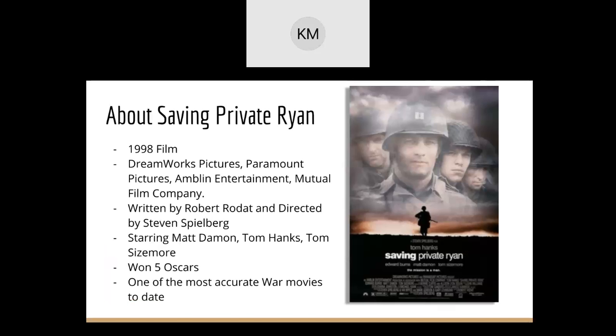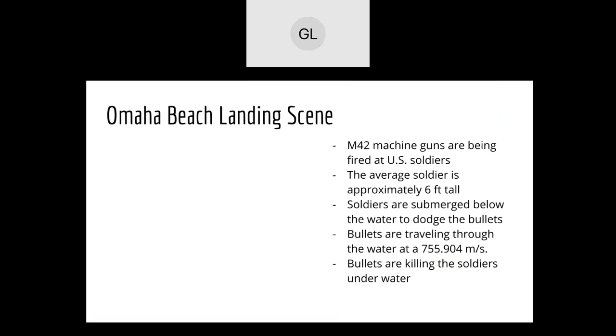So, a little bit about Saving Private Ryan, the movie we chose to do. It was filmed in 1998, written by Robert Rodat and directed by Steven Spielberg. It stars Matt Damon, Tom Hanks, and Tom Sizemore. It won 5 Oscars, and it's one of the most accurate war movies of our time.